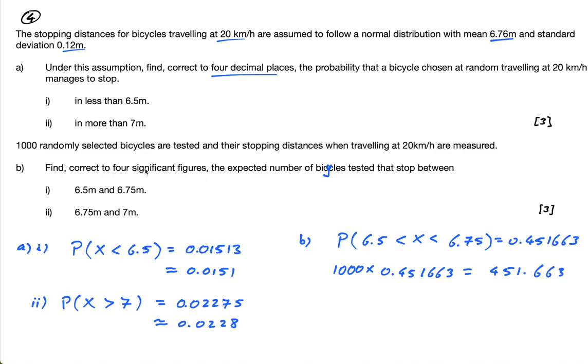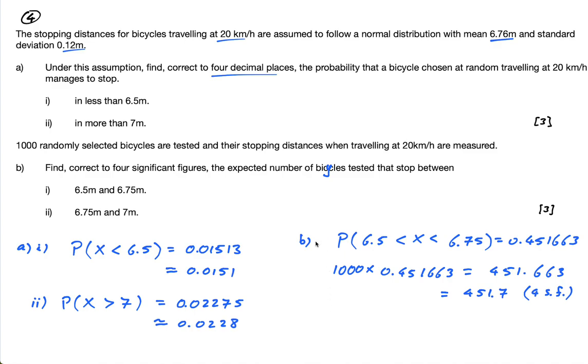but he says correct to 4 significant figures. So I'm going to say equals 451.7, and I'll just write 4 significant figures in brackets there. So that's the expected value. No, you don't have to round it to 452 or anything like that because it's number of bicycles. That's the expected value, and that's fine.